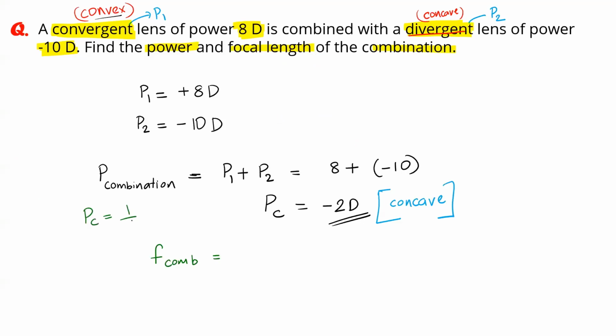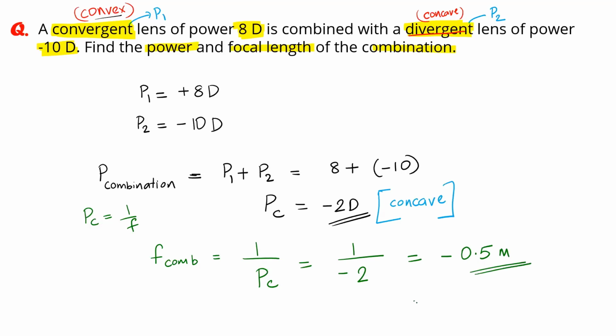Power of a lens is 1 by f. So f will be the reciprocal of the power of the combination. Here it is in diopter, so it will be the reciprocal of 1 by minus 2 diopter, with the focal length in meter. What is 1 by minus 2? Minus 0.5. What is the unit of focal length? Meter. Here it is meter.